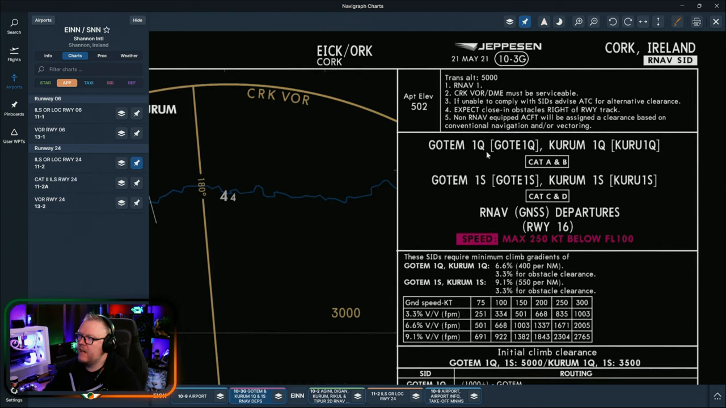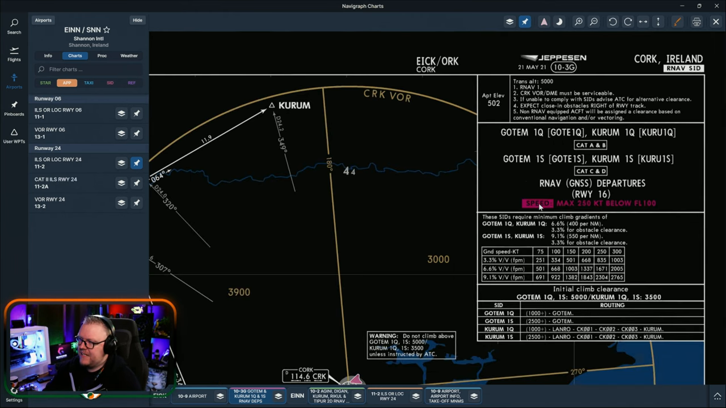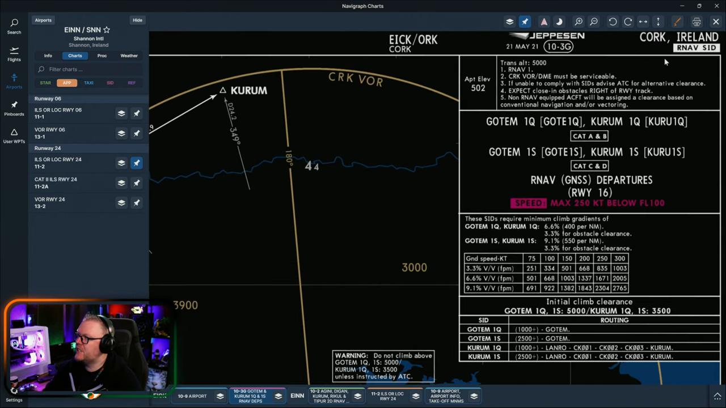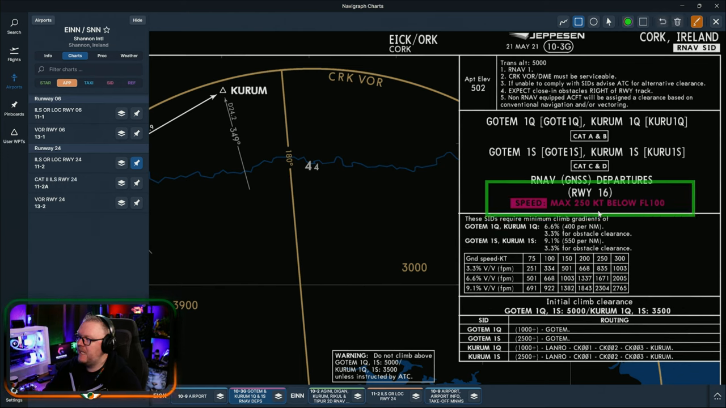There's information here about our departures, and it says category A and B or category C and D, and then you have RNAV departures runway 16. Don't worry too much about this yet, but you do have this one where it has speed. This is vitally important because, again, this is where ATC might give out to you. So this one here, lads, maximum speed 250 knots if you're below 10,000 feet. Your maximum speed is 250 when you're below 10,000 feet.